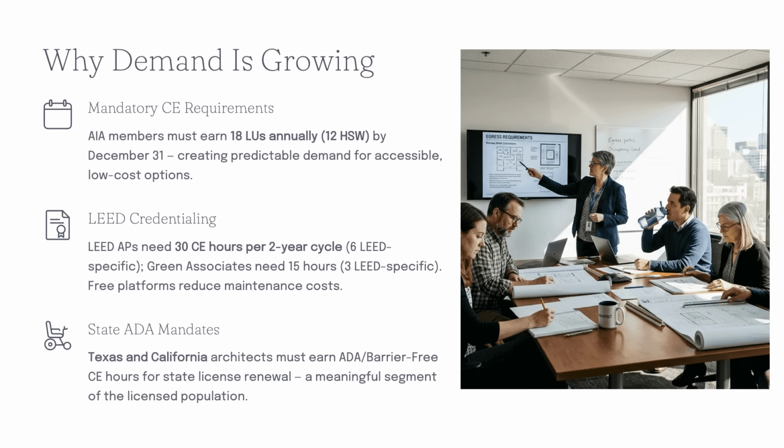LEED credentialing requirements. LEED AP holders must earn 30 CE hours per 2-year cycle, 6 LEED-specific, and LEED Green Associates must earn 15 hours, 3 LEED-specific. Free platforms offering LEED-specific courses reduce the cost of maintaining these credentials. State-specific ADA mandates: Texas and California architects must earn ADA barrier-free CE hours for state license renewal. Free platforms addressing this requirement serve a meaningful segment of the licensed architect population.